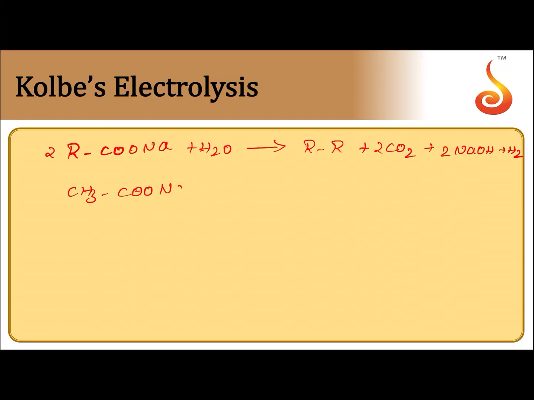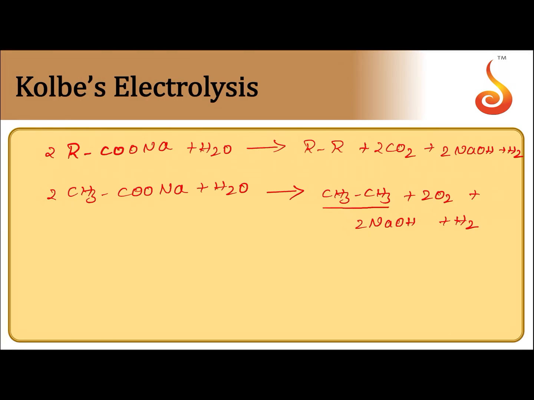For example, let us take CH3COONa. When this compound is subjected to electrolytic decarboxylation, which is nothing but Kolbe's electrolysis, what will I get? CH3CH3 plus 2CO2 plus 2NaOH plus H2.